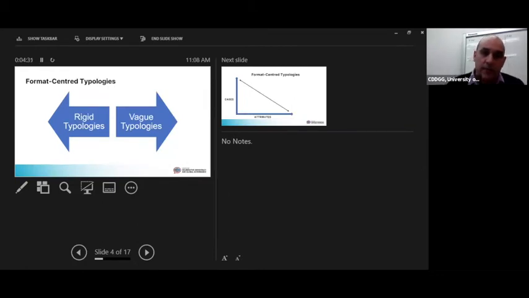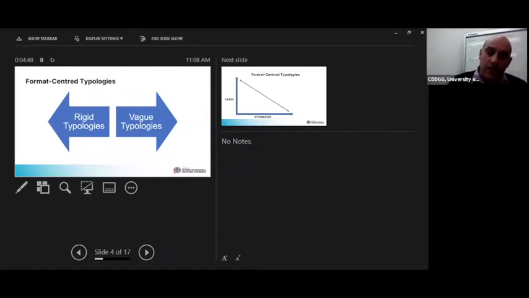Here I would like to give a bit of a critical overview of these ways to categorize. Sorry, I mixed up. First, the format-centered typology.